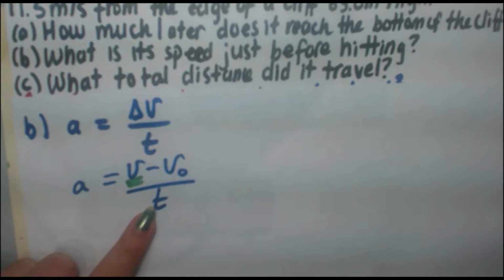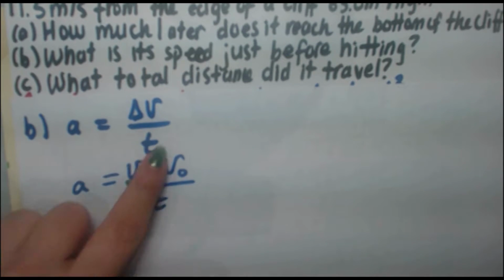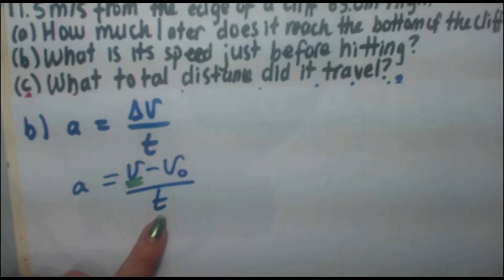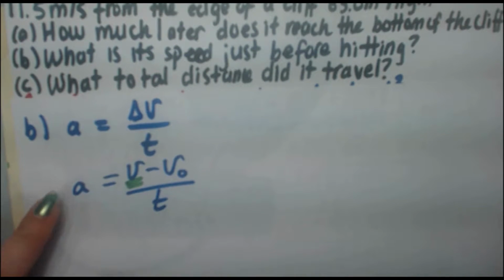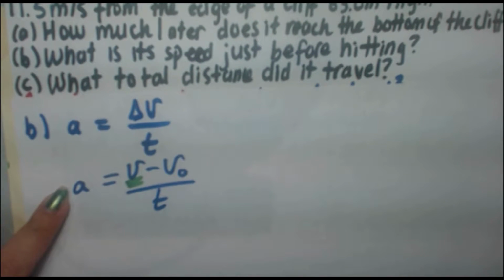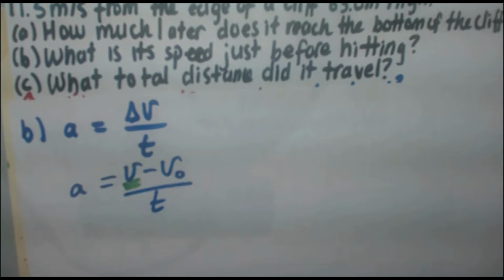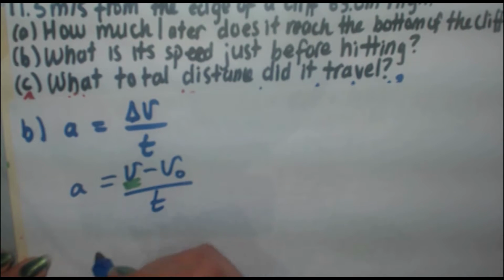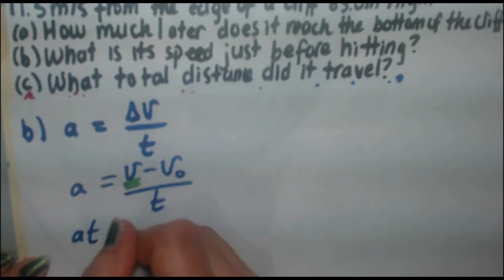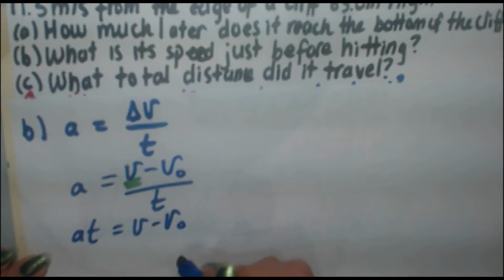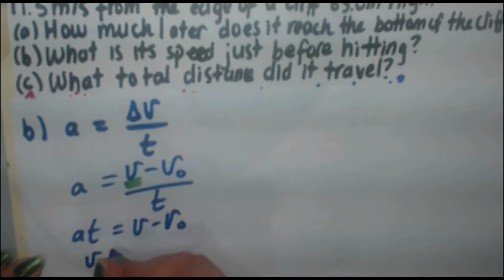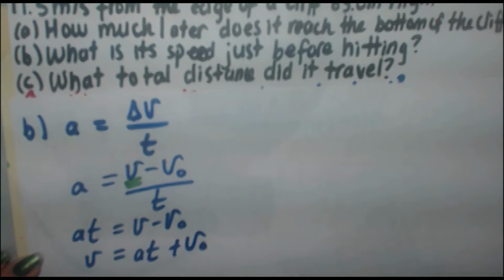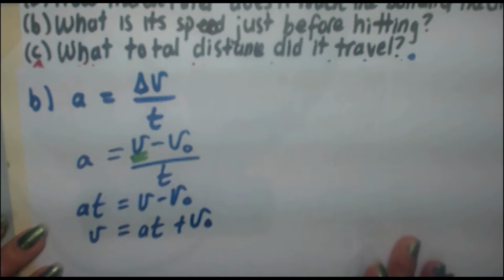The first thing you do is multiply both sides by t, because it's dividing into the entire numerator. Then, to that entire expression on your left, you're going to add v naught. So the first step is at equals v minus v naught. And then you add the v naught over and you end up with v equals at plus v naught. Okay, so let's start plugging in our values.